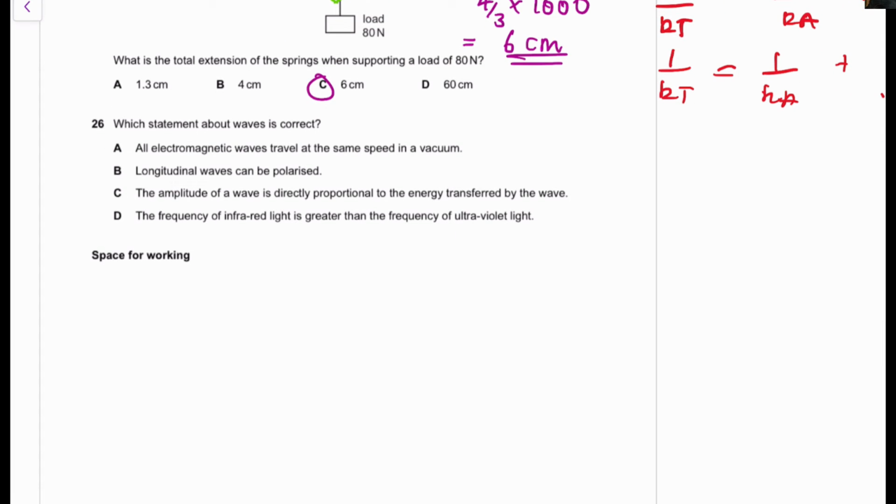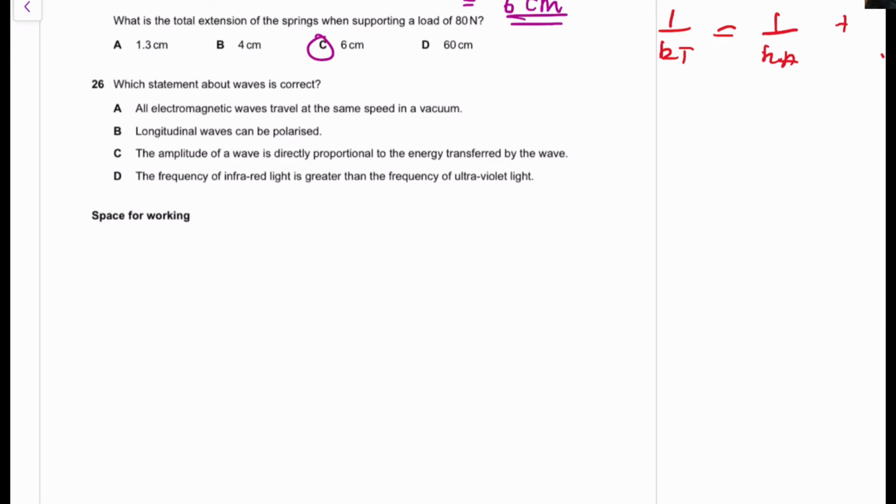For question 26, which statement about waves is correct? So we know this one. All electromagnetic waves travel at the same speed in a vacuum, so the answer has to be A. Longitudinal waves cannot be polarized because they oscillate parallel to the direction. For polarization, we need perpendicular oscillations so that we can restrict the vibrations, but we can't do that for longitudinal waves.